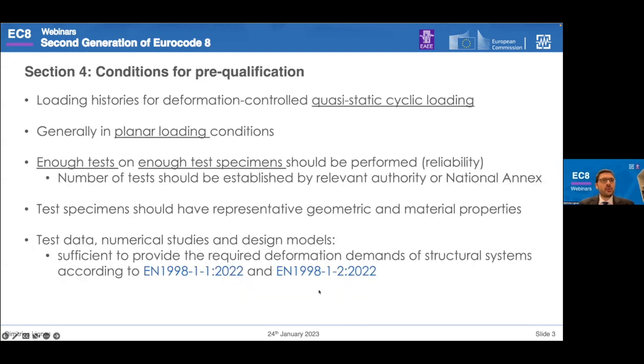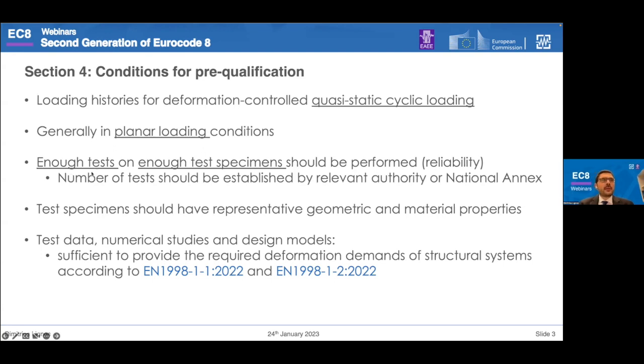I will start with section 4, that essentially relates to conditions for pre-qualification, and essentially involves the loading histories primarily for what we call deformation-controlled quasi-static cyclic testing. But oftentimes, especially when we're dealing with columns or elements that carry axial load, this also involves coupling between deformation and load-controlled quasi-static testing. Generally, we are concerned with planar loading conditions.